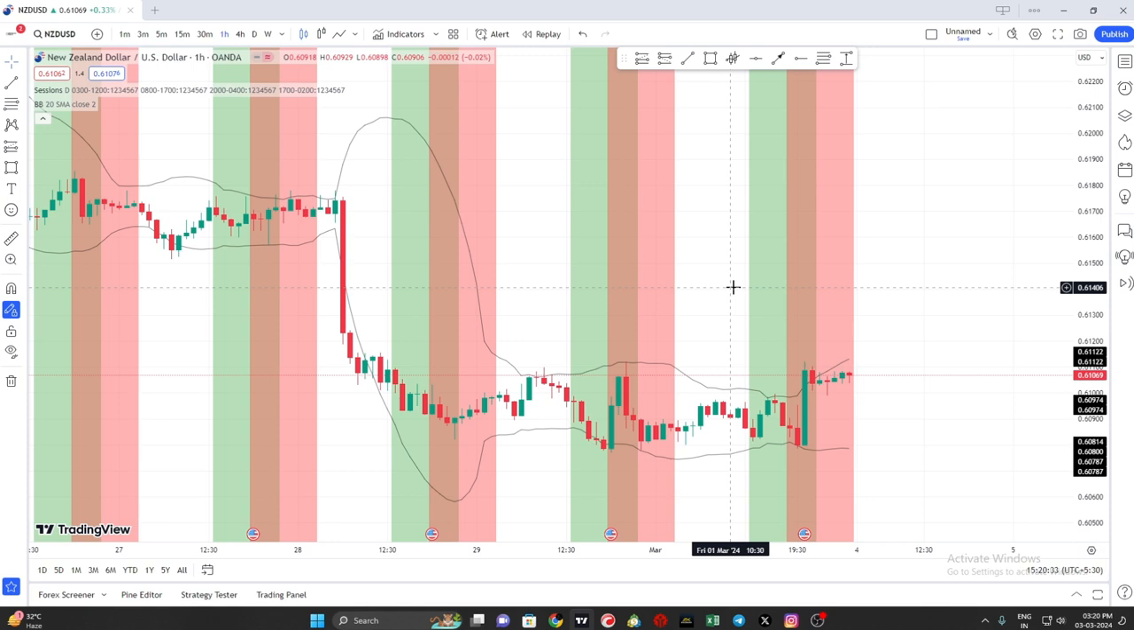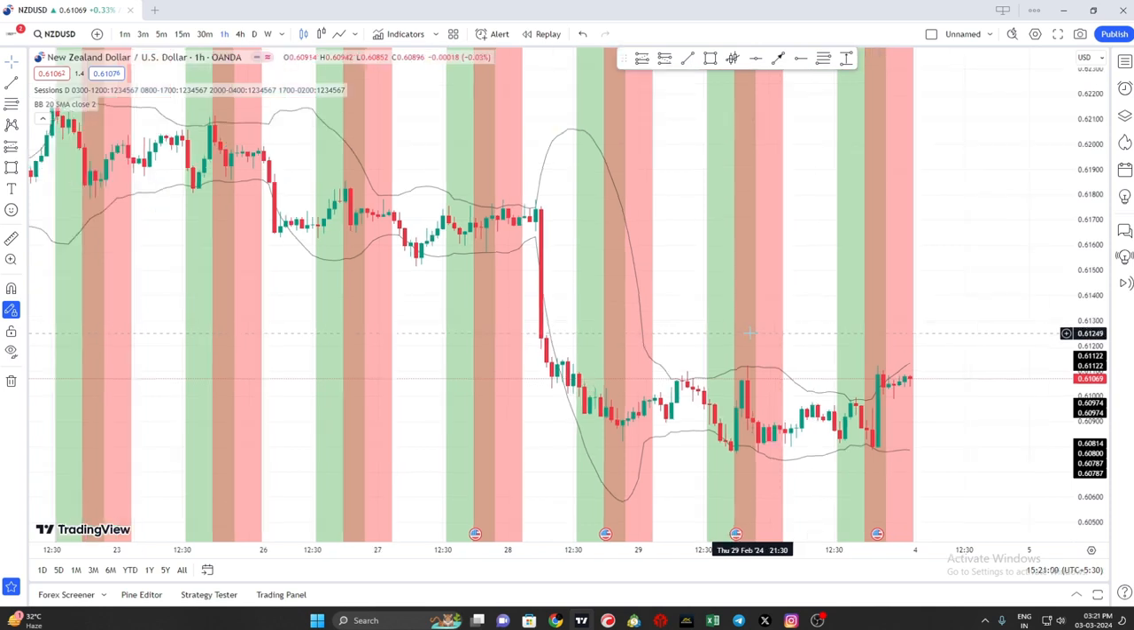For this, we will use only the 1 hour time frame. The reason is very simple: in the 1 hour time frame, the Bollinger Band works very well, and also it has less noise. By noise, I mean that it creates very few false signals. So now let's hop on the chart and see what I mean and how you will use this strategy.